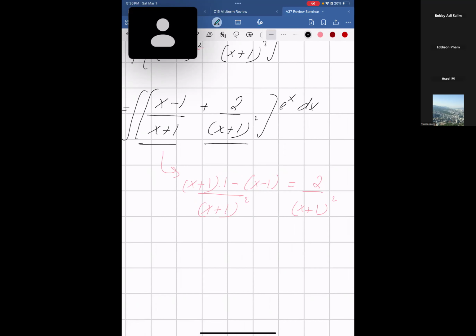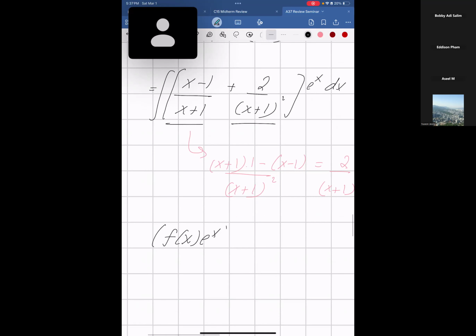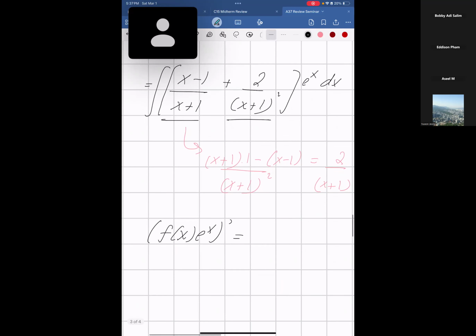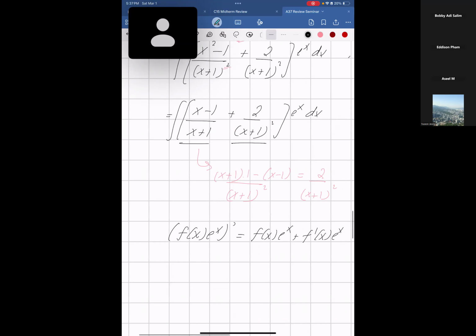So you can technically apply the f of x e to the x trick, because if you differentiate f of x times e to the x, since e to the x has the same derivative, you get f of x e to the x plus f prime of x e to the x. So that's what's going on here. And because we don't have a lot of time, I'm just going to go into the next question.